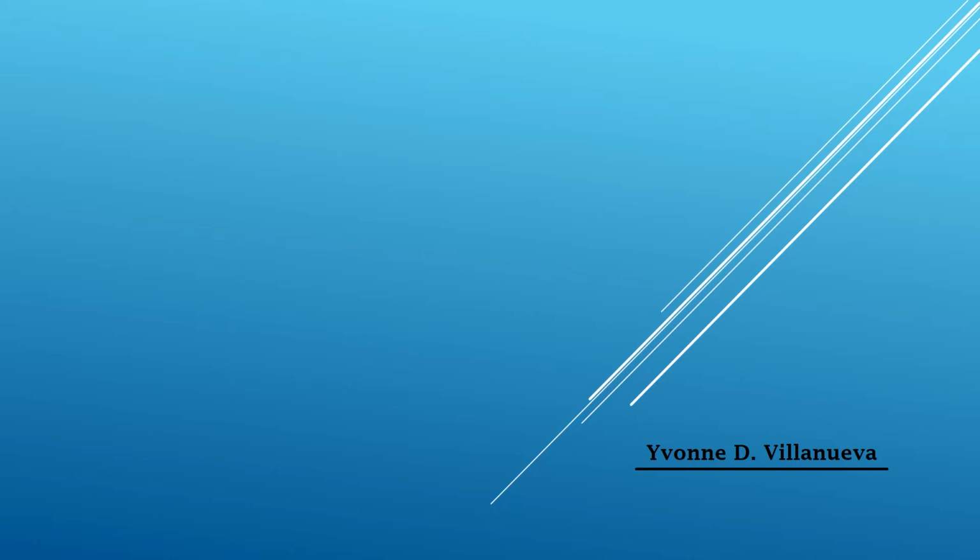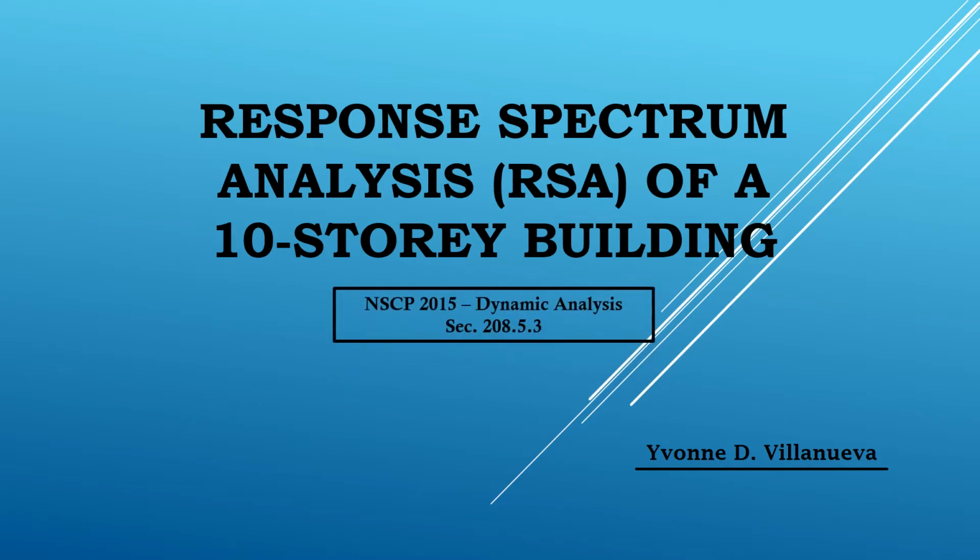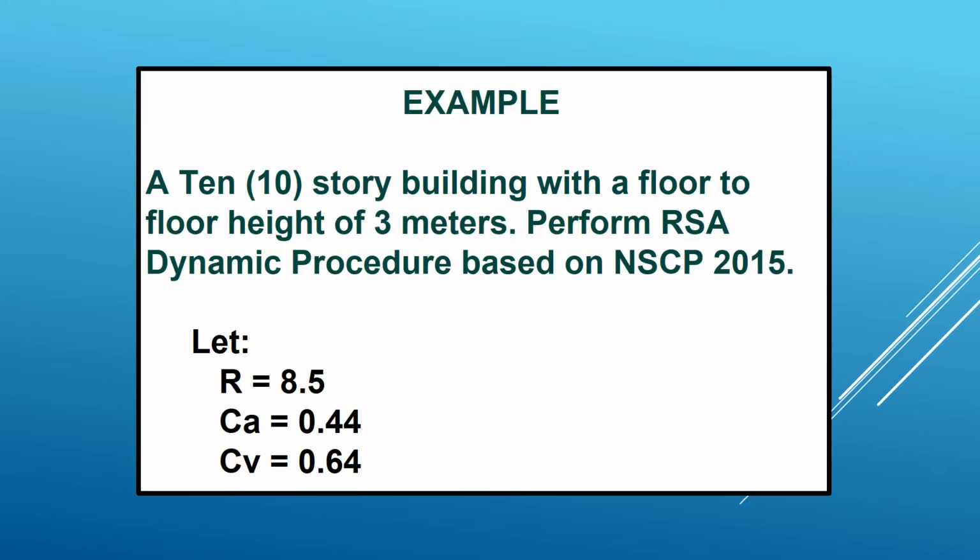Good day, I am Yvonne Villanueva and I will discuss the response spectrum analysis or RSA of a 10-story building based on NSCP 2015 Dynamic Analysis Section 208.5. An example is a 10-story building with the floor-to-floor height of 3 meters. Perform RSA dynamic procedure based on NSCP 2015. So let R equals 8.5, CA equals 0.44, CV equals 0.64.